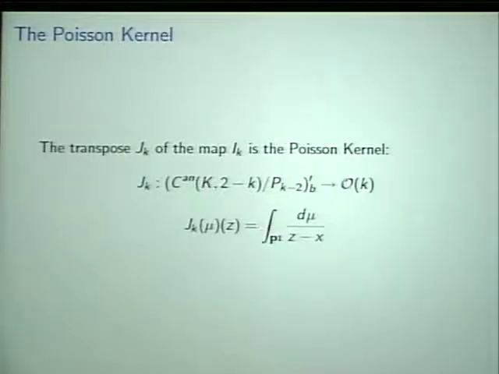So in this picture here, I'm thinking of z now as a point in the upper half plane, okay? And x is the variable. And as I integrate over x, I get a function of z, which is on the upper half plane. And that turns out to be the transpose of this map. Okay, so you can go back and forth between functions on the upper half plane and distributions on the boundary.